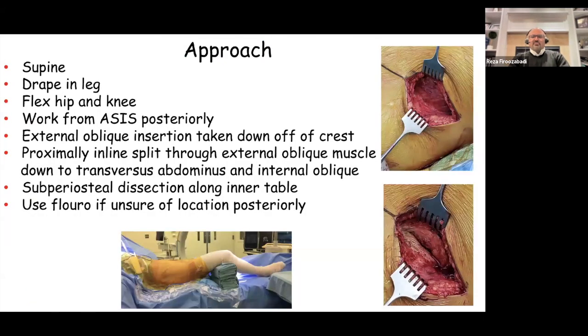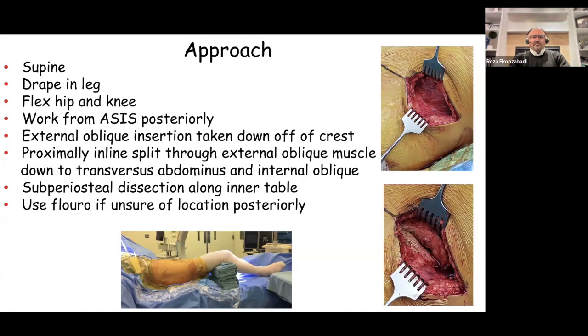Well, that was great, and we'll go over that case in a second in terms of what was done. Just briefly, and I think a lot of you have seen this, but it's important to review it. Routinely, I'm doing these in a supine position. I think it's extremely important to drape in the leg so you can flex the hip and knee. That'll get you a lot more exposure by relaxing the iliopsoas. I like to work from the ASIS posteriorly because that's the easiest to palpate.